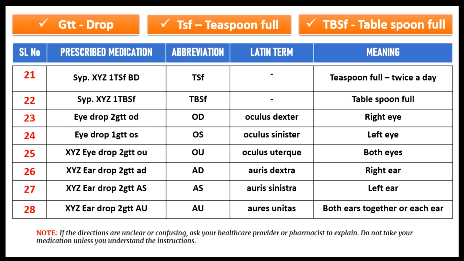Number 26. XYZ eardrop 2 GTT AD. The Latin term of AD is auris dextra and it means right ear. Number 27. XYZ eardrop 2 GTT AS. The Latin term of AS is auris sinistra and it means left ear. Number 28. XYZ eardrop 2 GTT AU. The Latin term of AU is auris utraque and it means both ears.